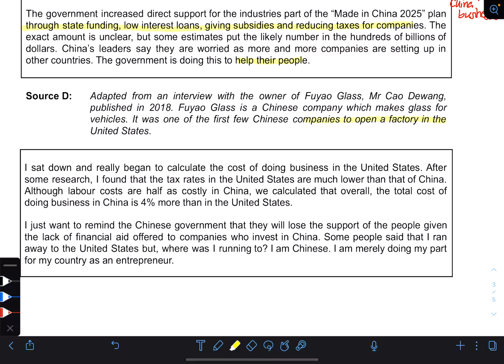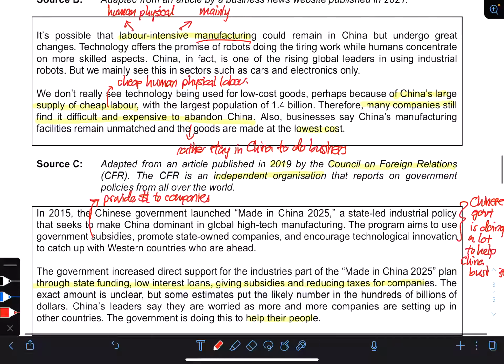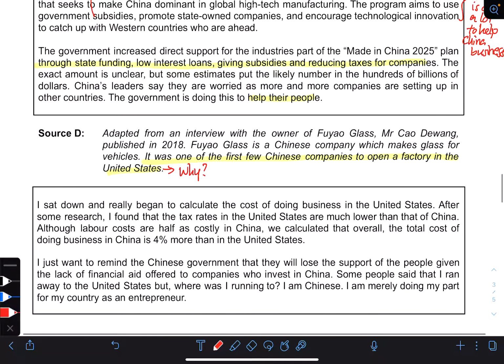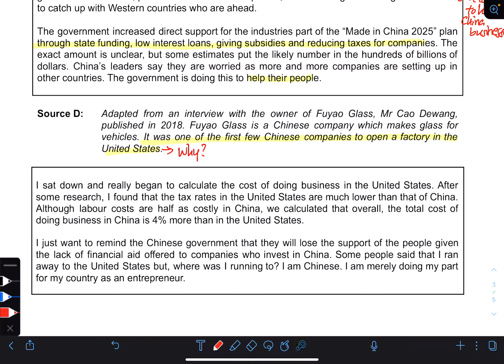Now, this part is confusing, right? Why would they want to go overseas? Based on the sources we've seen so far, it seems that it's cheap to do business in China, and it seems that the Chinese government is providing help for Chinese businesses. So you would be curious, why did this guy, Mr. Cao, go to the US to set up business? So this is what he says.